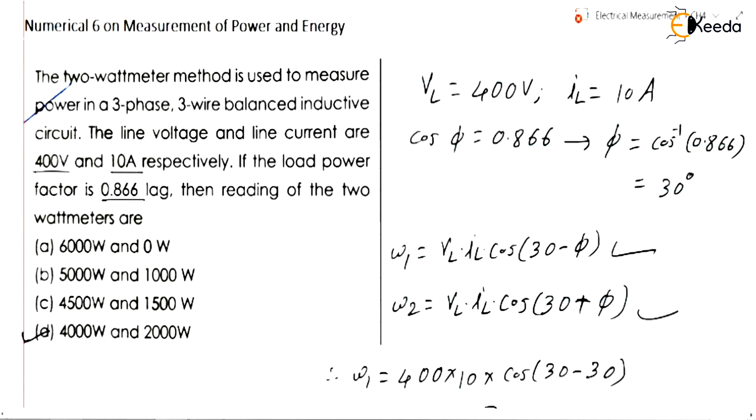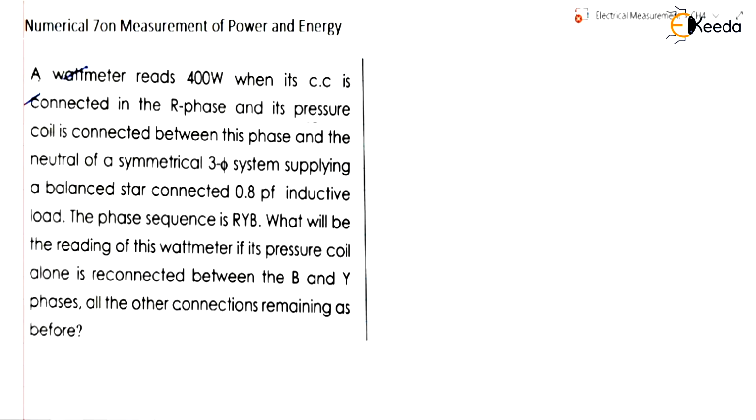So friends, this is about numerical number 6. Now numerical number 7 on the measurement of power and energy. Let us read the numerical. A wattmeter reads 400 watt when its current coil is connected in the R phase and its pressure coil is connected between the R phase and the neutral of a symmetrical 3-phase system supplying a balanced star connected lagging power factor inductive load. The phase sequence is RYB. What will be the reading of this wattmeter if its pressure coil alone is reconnected between B and Y phases, all the other connections remaining as before?